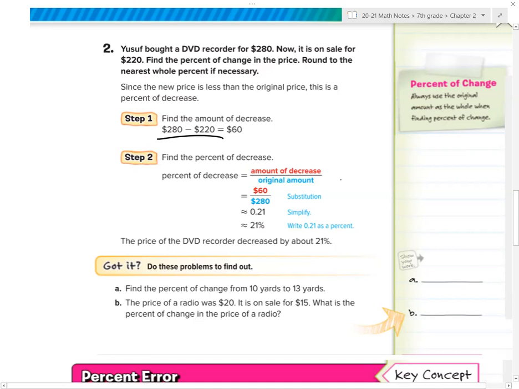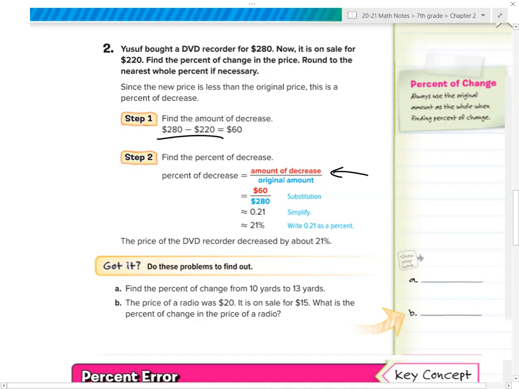So we have the amount of decrease. The amount of decrease over the original price. So 60 divided by 280 is 0.21. And we move the decimal place over 2 spots, and that is 21%.